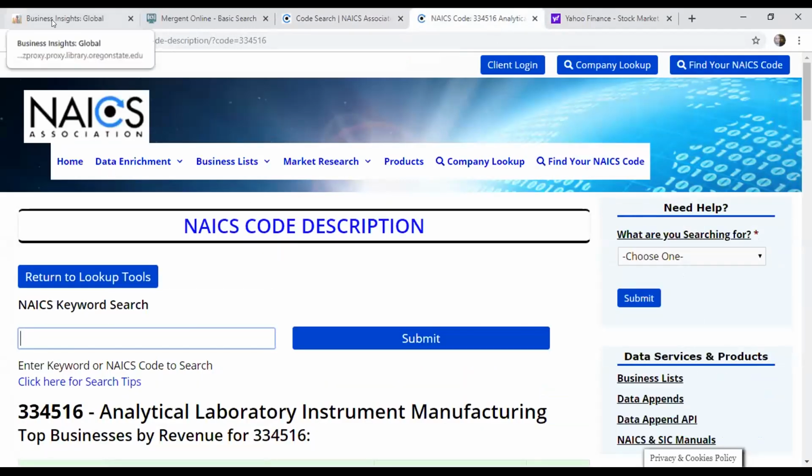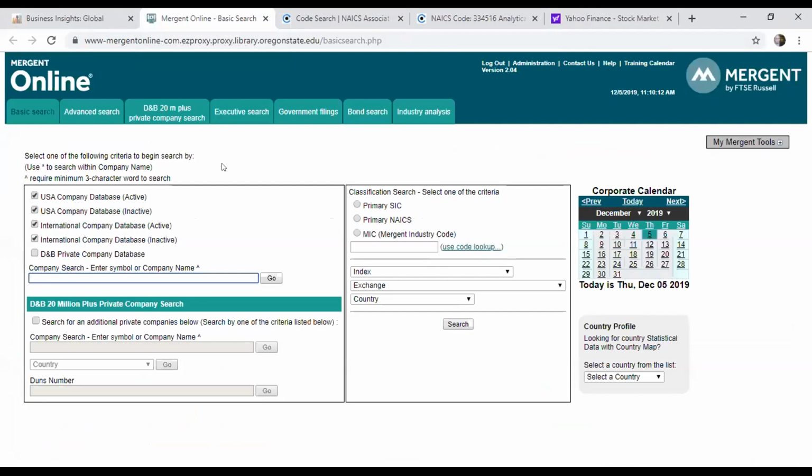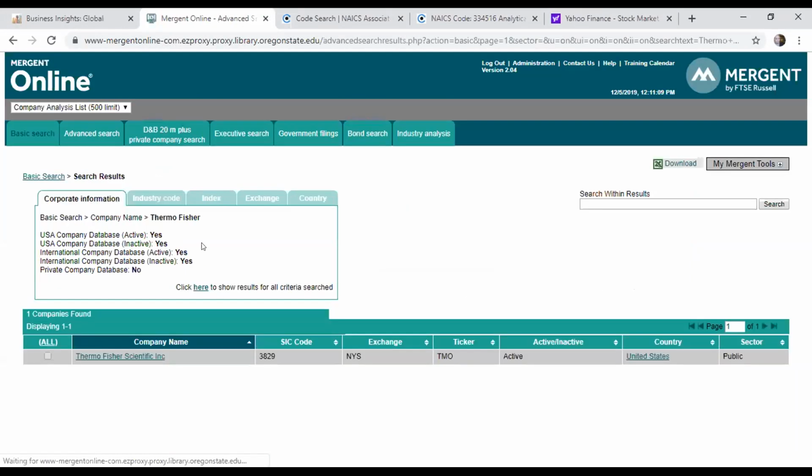And then to identify the rest of the market, I'll actually go from a company level as well. So one company that I know we're working with from the industry is going to be Thermo Fisher. And this is a database that Oregon State University has a subscription to. Depending on what resources you have at your level, they're not all going to look the same, but a lot of them are going to have some of the same information. So I've got Thermo Fisher Scientific, sounds like the same company. I'm going to go that direction.